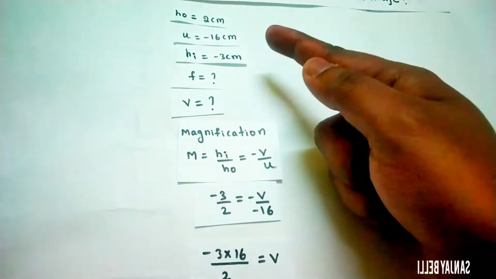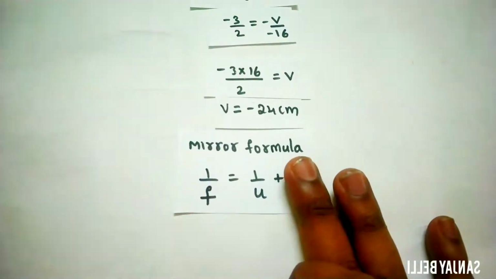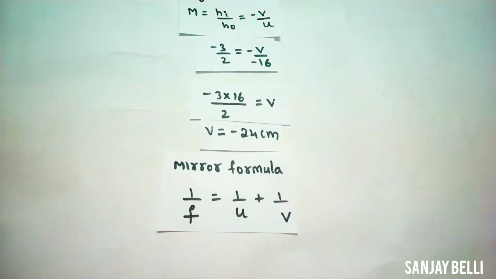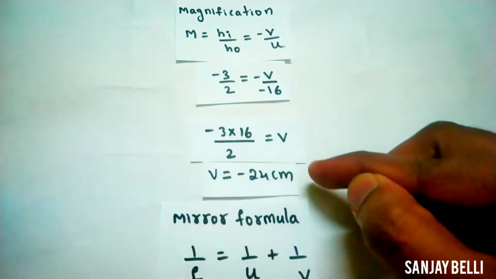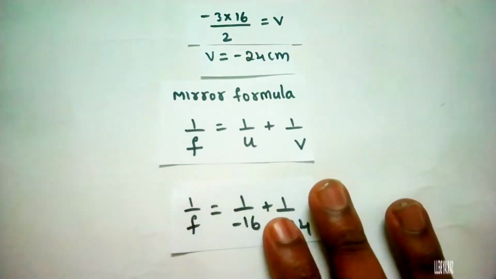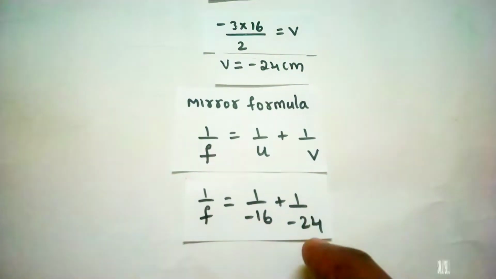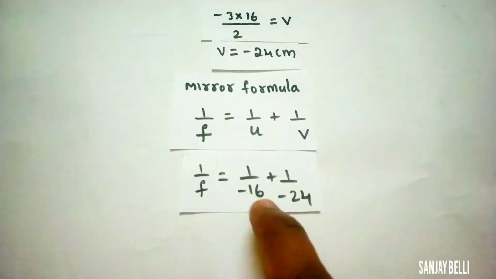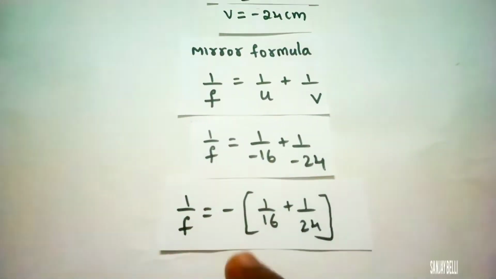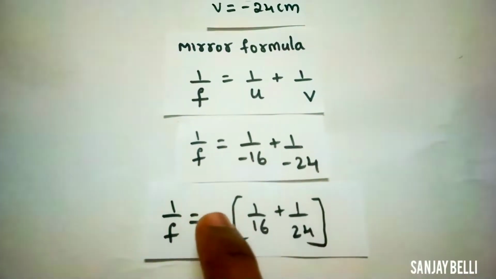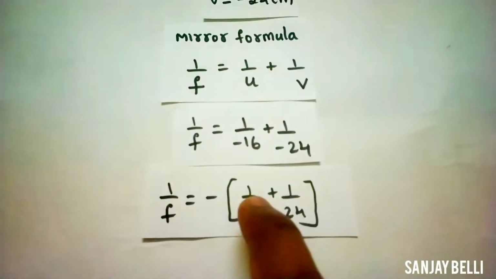Now you have U and V. By using the mirror formula, we can find the focal length. So 1 by F equals 1 by U plus 1 by V. What is your U value? Minus 16. What is your V value? Minus 24. Substitute here: 1 by F equals 1 by minus 16 plus 1 by minus 24. Here we can take a minus common, so 1 by 16 plus 1 by 24, with a minus in front.